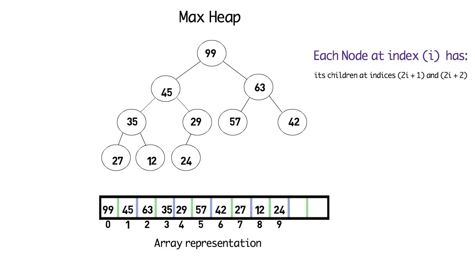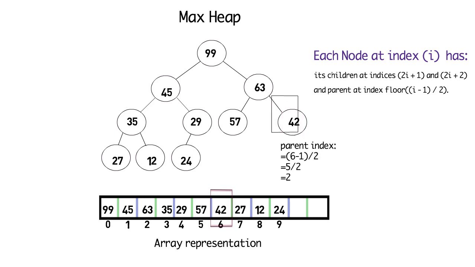A node i's left child is stored at 2i plus 1 and its right child at 2i plus 2, and its parent is stored at floor of (i minus 1) divided by 2. Here 42 is stored at index 6. Its parent node index can be calculated as floor of (6 minus 1) divided by 2, which is 2.